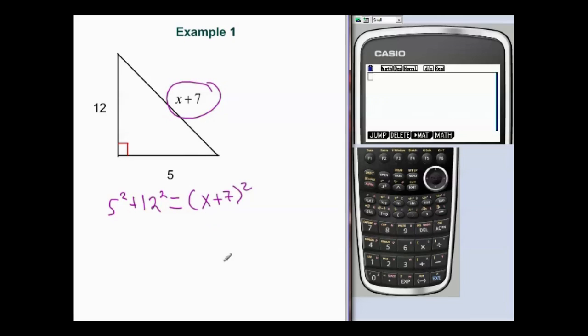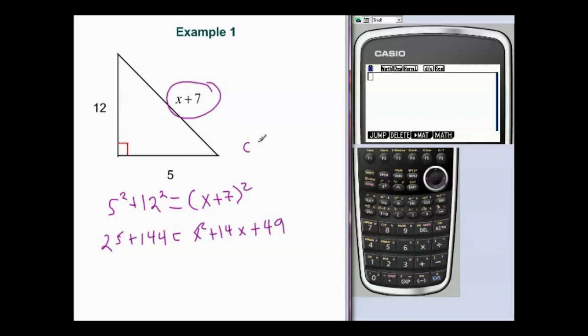So here we go. We have 5 squared plus 12 squared is equal to x plus 7 squared. So we know we have 25 plus 144 is equal to x squared plus 14x plus 49. Your algebra teacher, if it wasn't me, said FOIL it. I don't FOIL. I just use the distributive property. But this is a special polynomial. We can just use the shortcut on that.